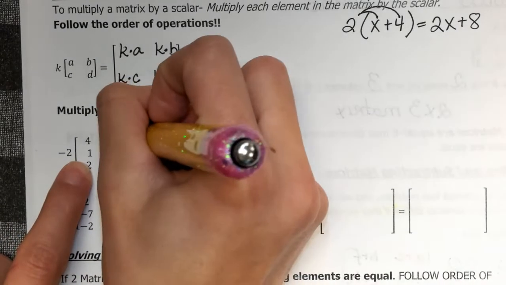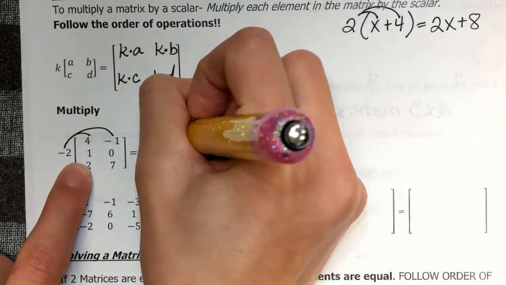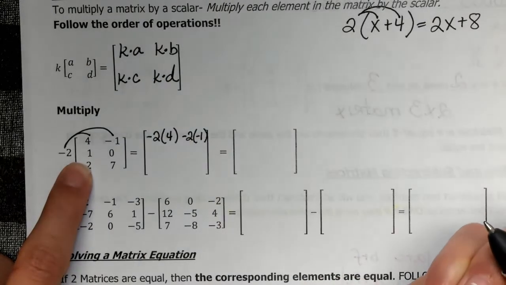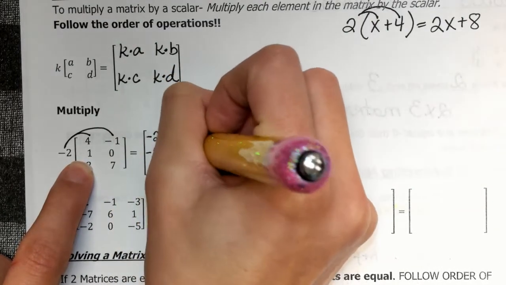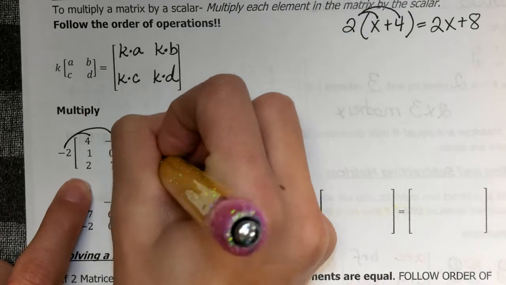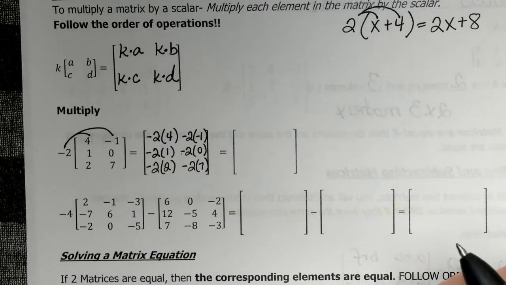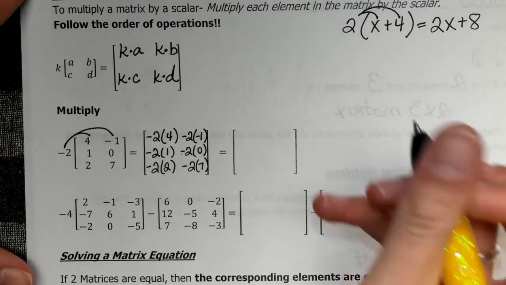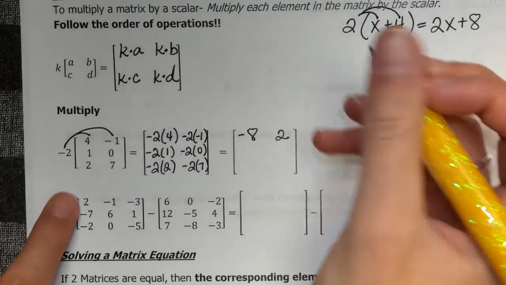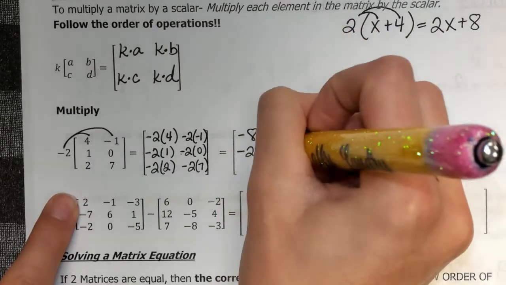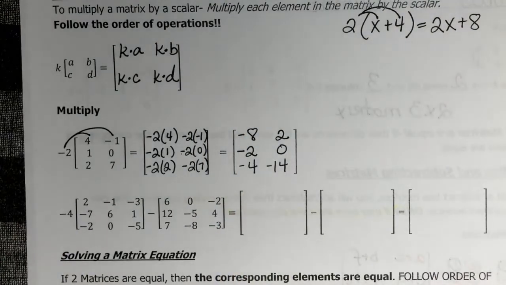Okay, so here I'm going to do negative 2 times 4. And then I'm going to do negative 2 times negative 1. Then I'm going to do negative 2 times 1 and negative 2 times 0. Negative 2 times 2 and negative 2 times 7. Okay, so what's my first row going to be? Negative 8, 2. Second row? Negative 2, 0. Last row, negative 4, negative 14. Very simple.